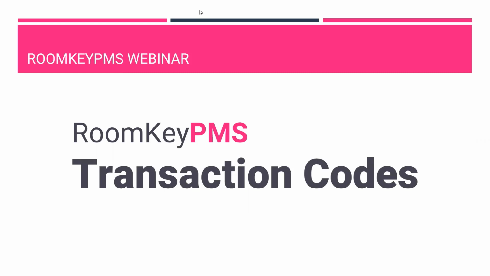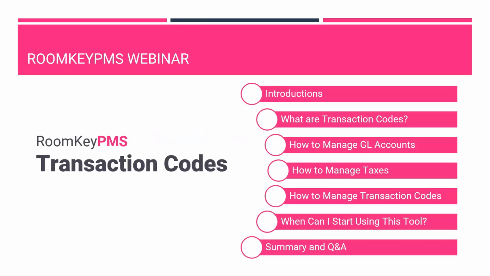Today, we are taking a look at transaction codes in RoomKeyPMS. We'll go ahead and get started here with a bit of an outline of today's presentation. We'll start with some introductions. We'll talk about what are transaction codes and give a couple definitions as it pertains to RoomKey. Then we'll dive right into some demonstration. We'll look at how to create and manage GL accounts or general ledger accounts, how to manage taxes, and how to manage transaction codes. We'll also talk about when you can start using these tools and functions inside RoomKey, and then we'll wrap up today's presentation with a summary and Q&A at the end.